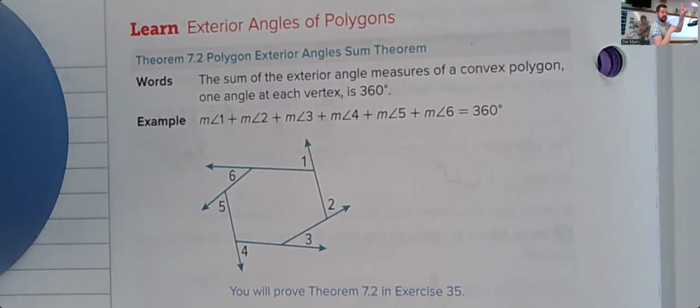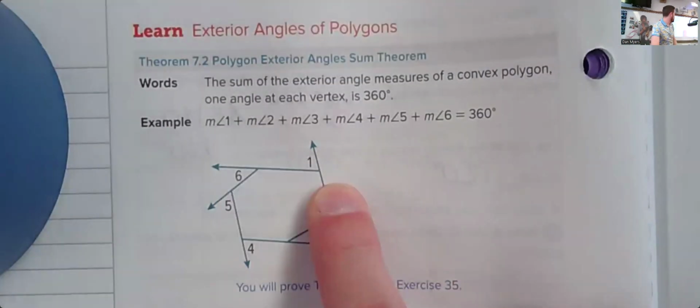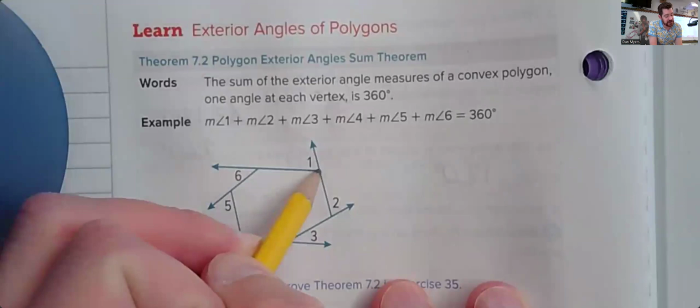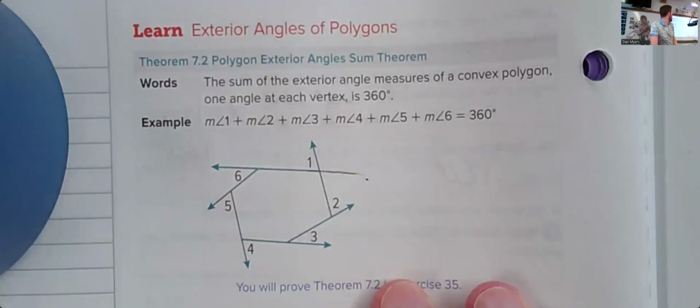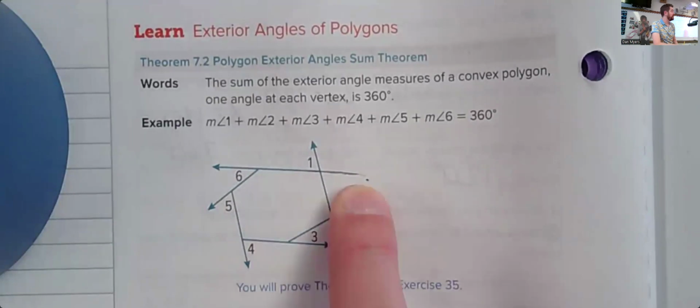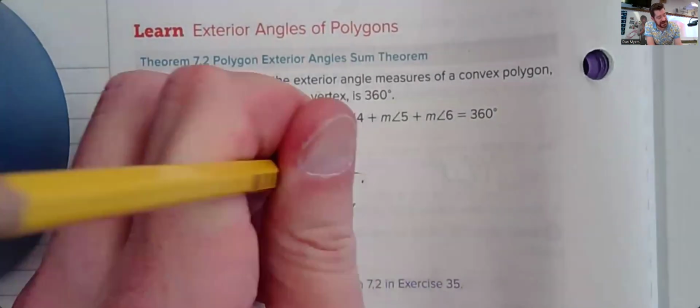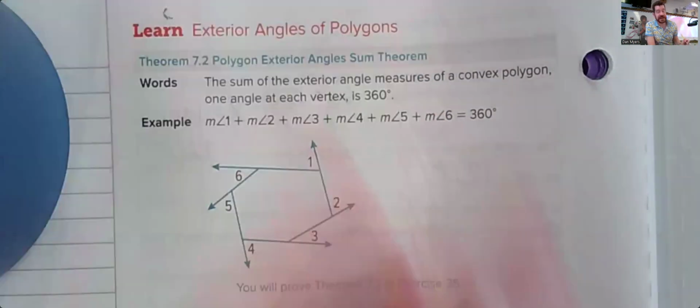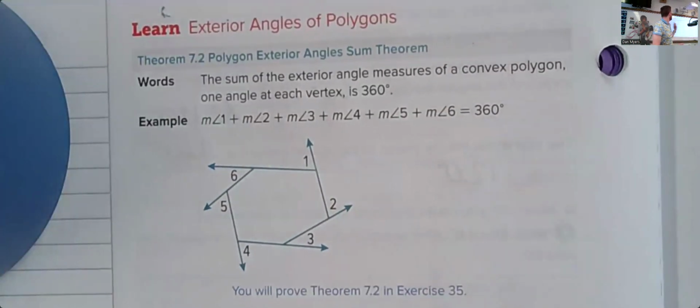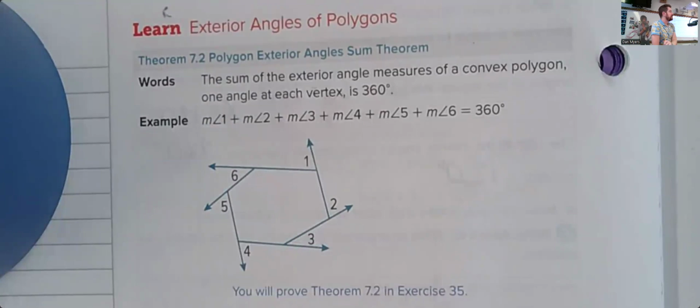one at each vertex. So basically you are extending each side only in one direction, meaning, don't write this down, but for example, where 1 is, we are not extending it this way as well. That is not happening. It's only being extended in one direction to make a single exterior angle at each vertex instead of more than one. So the sum of all of the exterior angles, regardless of how many sides there are, will be 360 degrees.